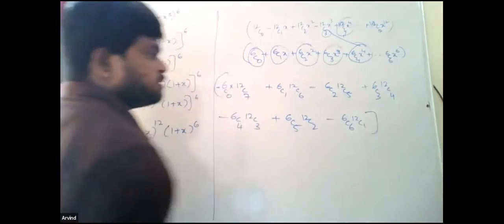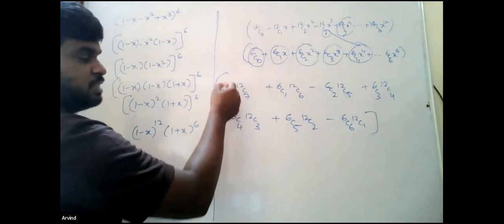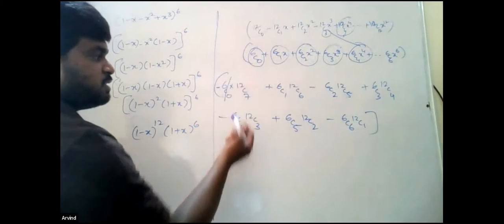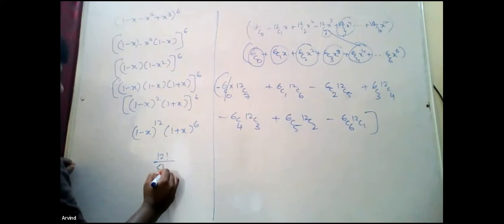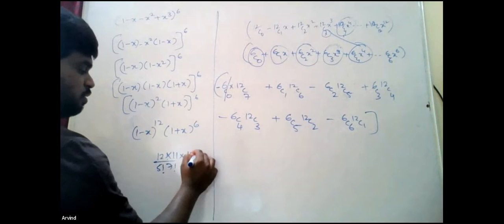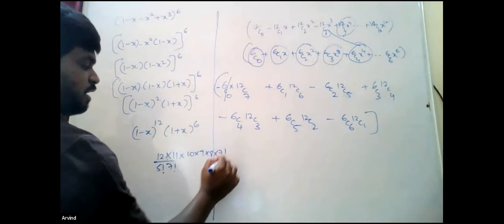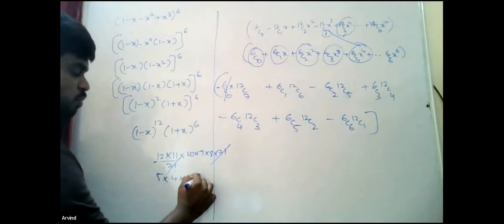Okay, this is the actual value. So 6c0 is 1. Just calculate 12c7: 12 factorial divided by (12 minus 7) is 5 factorial into 7 factorial. So you can write it as 12 into 11 into 10 into 9 into 8 into 7 factorial; 7 factorial you can cancel. Then 5 factorial you can write as 5 into 4 into 3 into 2 into 1.